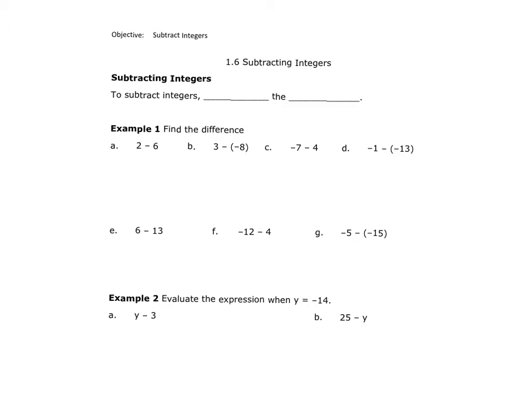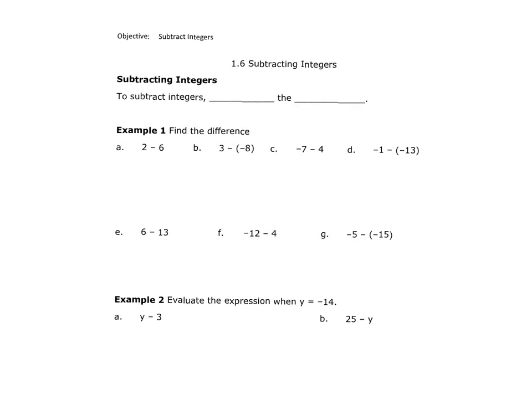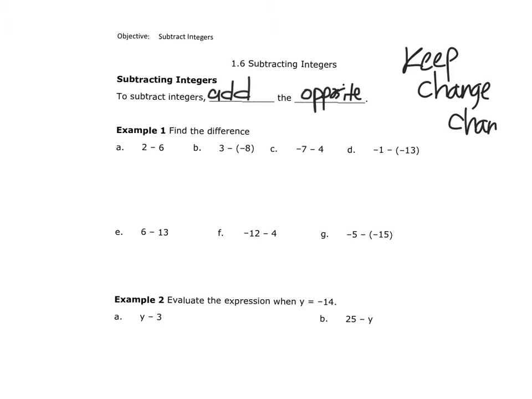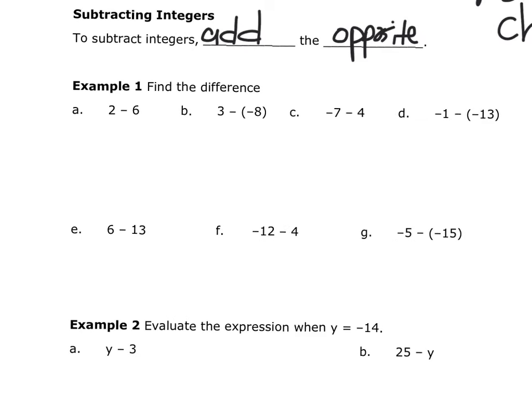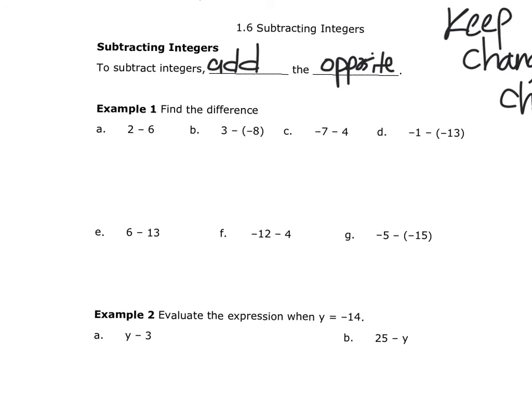In section 1.6, we're going to talk about subtracting integers. The rule the book uses for subtracting integers is we are going to add the opposite. The shortcut that I use, or the little saying I like to use instead of add the opposite, is keep, change, change. So let's keep in mind that we're going to do keep, change, change.